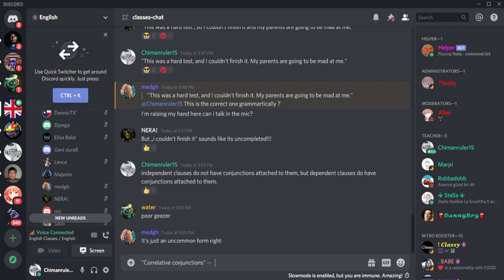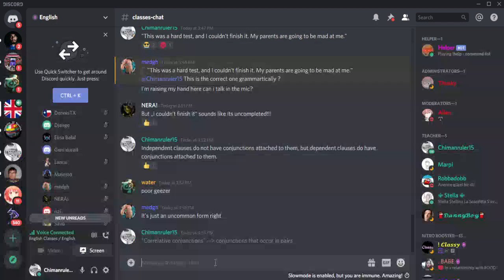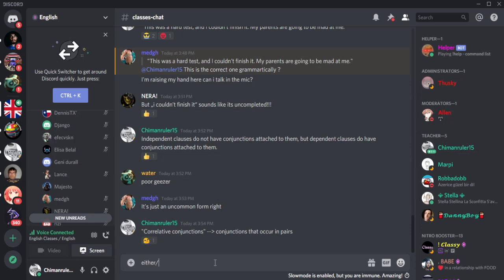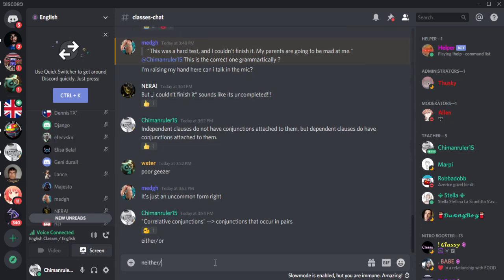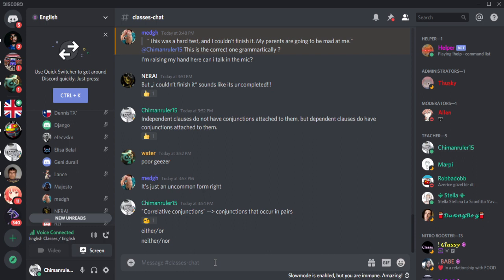Correlative conjunctions. So correlative conjunctions are conjunctions that occur in pairs. So they're always in pairs. It's going to be one group of words with another group of words, or just one word with another word. They always come in pairs. Some examples are either or and neither nor. And there are a few more I can think of. Can anyone think of any more examples of correlative conjunctions?